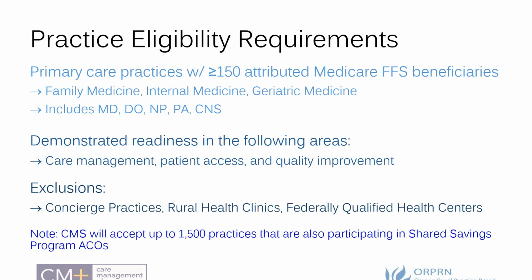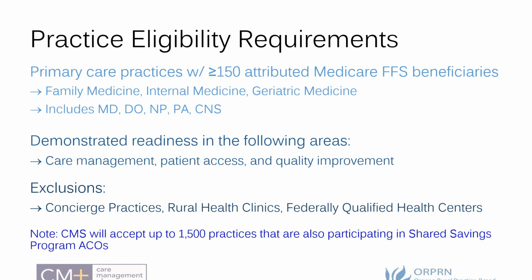It just needs to have these specialty of providers and that qualification for 150 or more Medicare fee-for-service beneficiaries. You also need to, in the practice application that we'll go over a little bit, have some readiness in these areas: care management, patient access, and quality improvement. And you could select, it's a higher bar for track 2. You can actually select in the application, I'd be willing to take track 1 versus track 2 if my readiness is different. And that's pretty accepting of a wide variety.